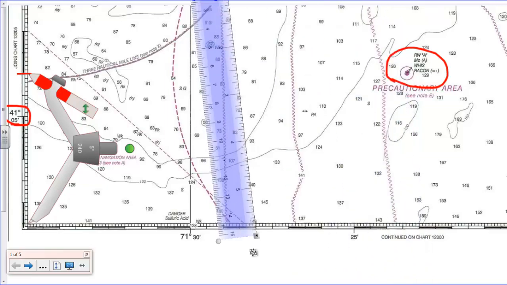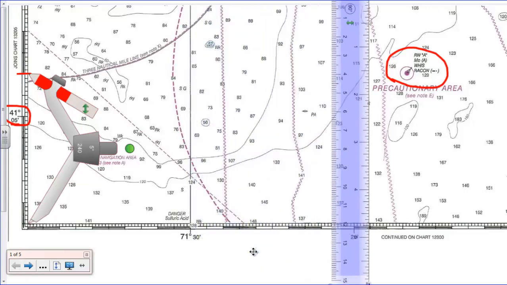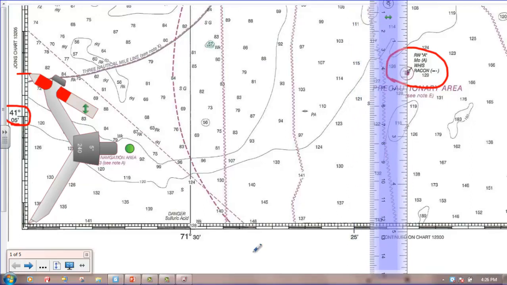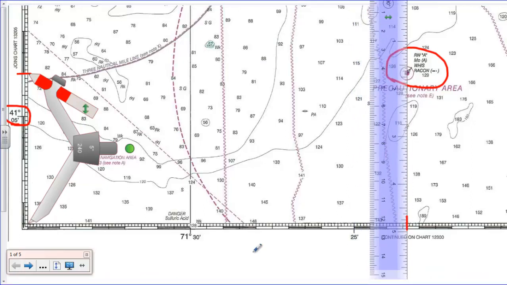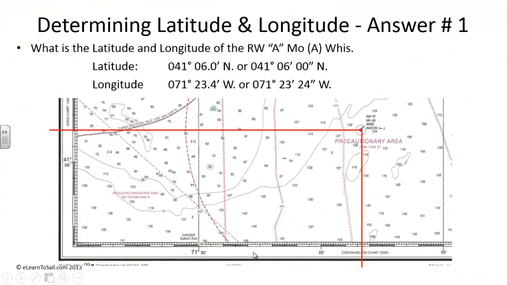So the first thing you have to do is take the parallel rules or the rolling ruler and align it up with a line of longitude. You then slide it across, picking a spot through the center of the light, and then pick your measurement from this spot right here. So you can see here's 25 minutes, so this would be 24 minutes, this would be 23 minutes, so 23.4. So our longitude is going to be 71 degrees, 23.4 minutes.